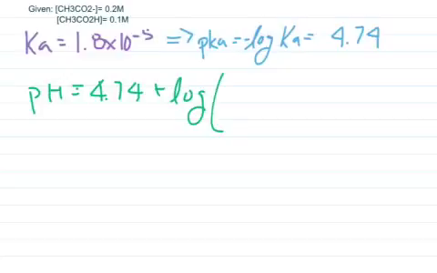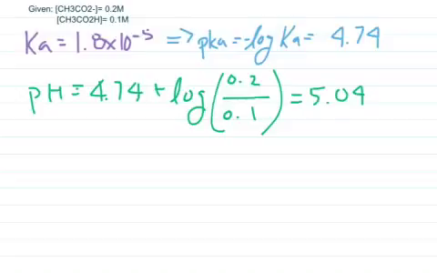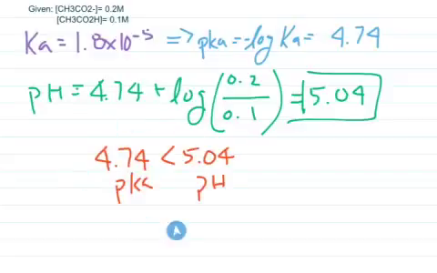Now I can plug this into the Henderson-Hasselbalch equation, plus the log. Remember, it goes base over acid, and I'm going to get 5.04 for my pH. Because the pH is less than 7, I know that my 5.04 means I'm in an acidic solution, but on the basic side of the pKa. So 4.74 means that this pH is more basic than my pKa, but the pH means it's an acidic solution, but very weak.